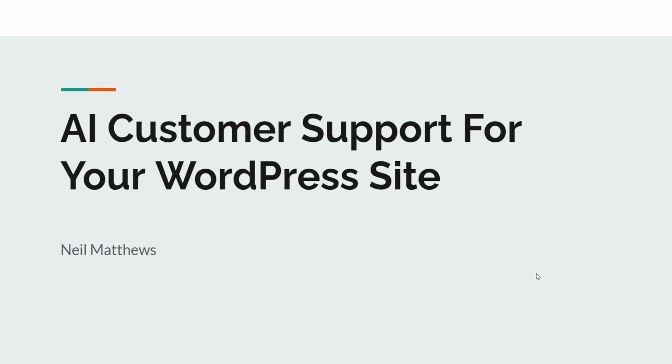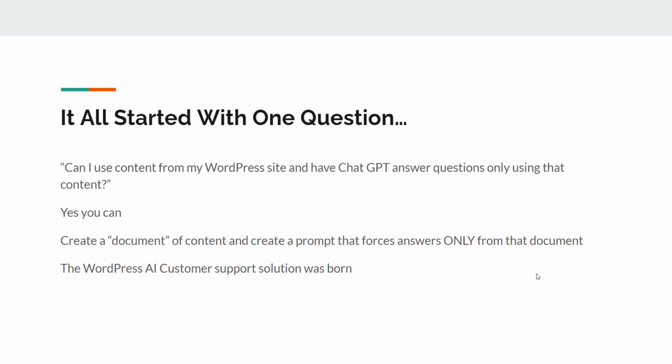Welcome to this video about how you can use AI and ChatGPT as a customer support tool for your WordPress site. This all started with one question for me. Can I use the content from my WordPress site and have ChatGPT answer questions only using that content? So I didn't want ChatGPT to go off and use the wider information it has available from the internet. I wanted it to only use specific information I fed it. And the answer is yes, you can. You can create a document of content from your WordPress site and create a prompt that forces answers only from that document. So from that, the WordPress AI customer support solution was born.